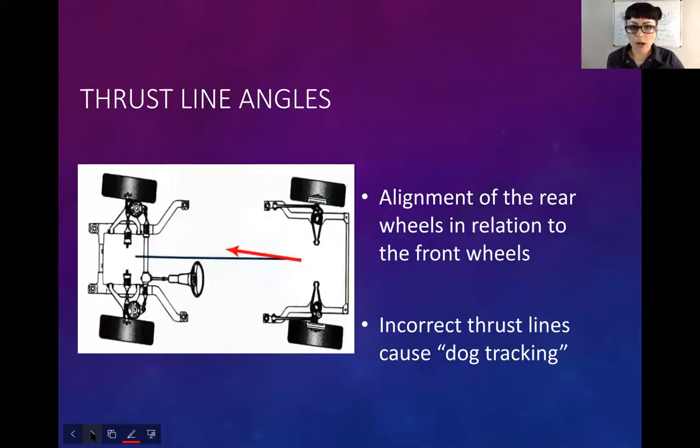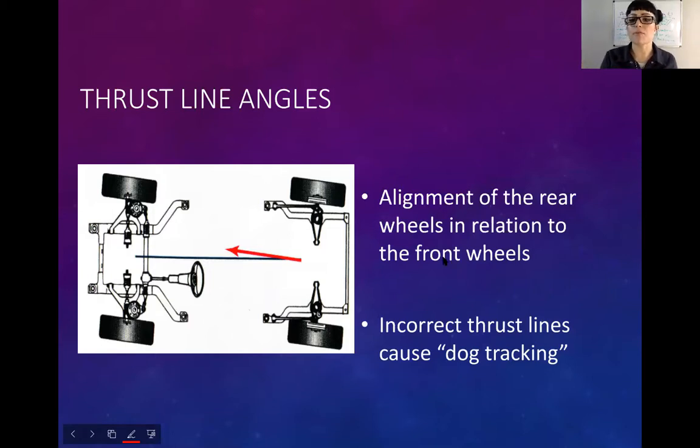This is the last thing I'll talk about here, and this is thrust line angles. So thrust line is going to essentially be kind of like toe of our rear, right? So this one's toe out, this one's toe in, which can happen all the time. And even if we have excessive thrust line on our rear wheels, we can get that steering wheel off center I was talking about. They didn't really talk about that too much in toe. Again, we'll talk about that when we get into alignments in the suspension and steering class.